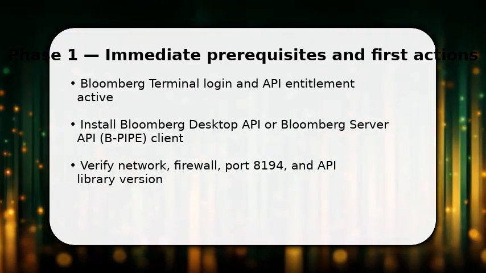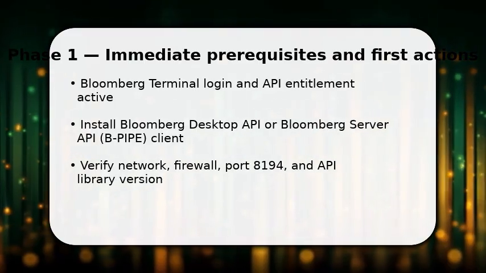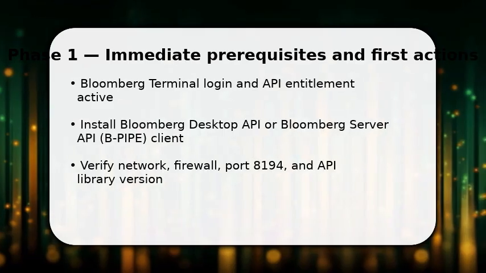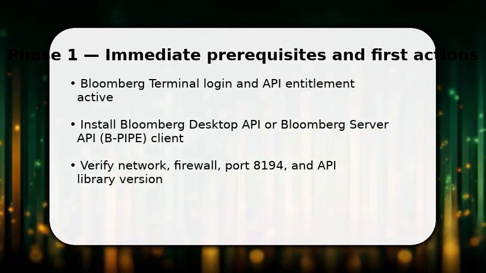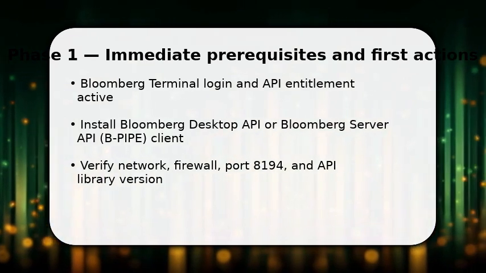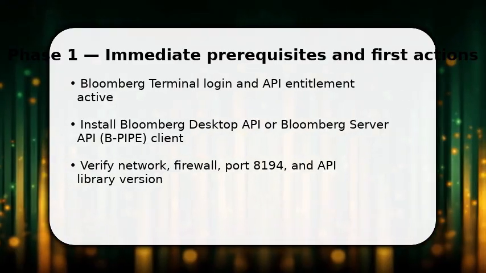Next, make sure your machine can reach Bloomberg over the network. Open port 8194 and update firewall rules if needed. Finally, load the Bloomberg library in your environment. This step creates the session you will authenticate with. So don't skip verifying the API version and client certificate if required.